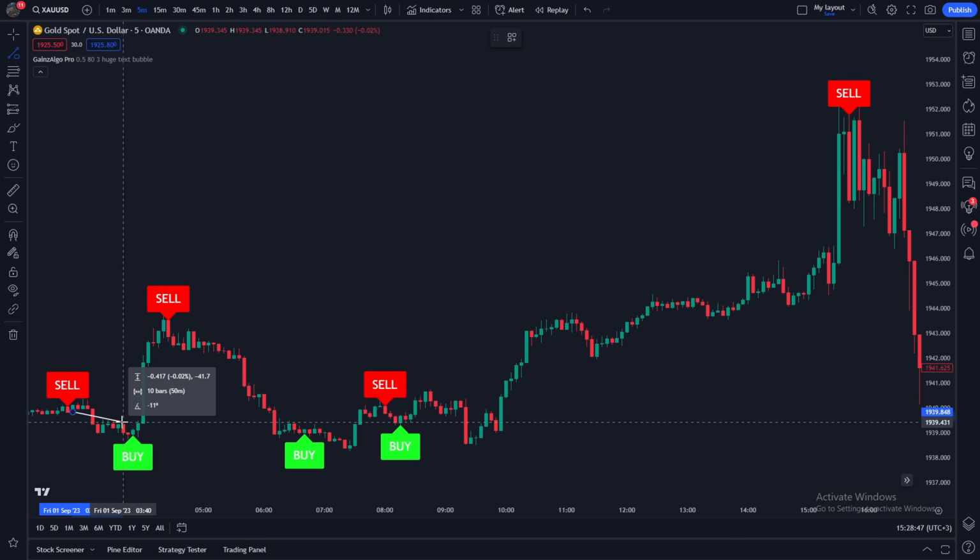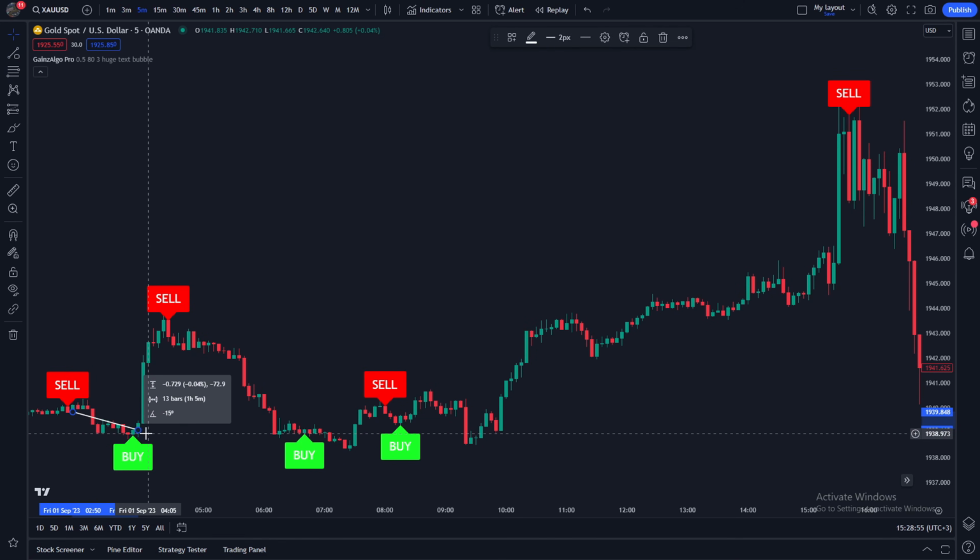And then we close the trade on the next candle after the buy signal is printed, right? So right here about there, yeah. As you can see, that's a profitable trade. Good start. Let's get rid of that now.